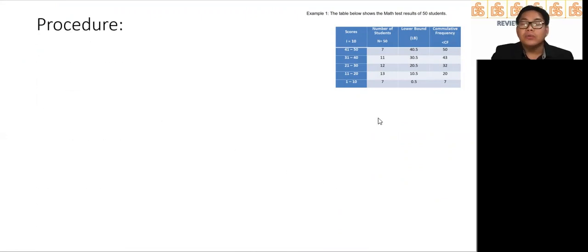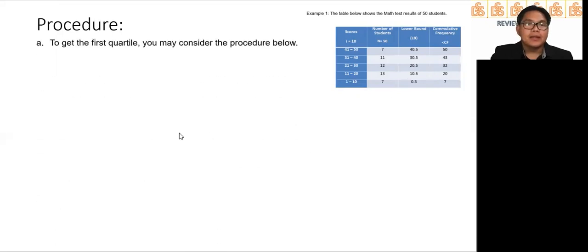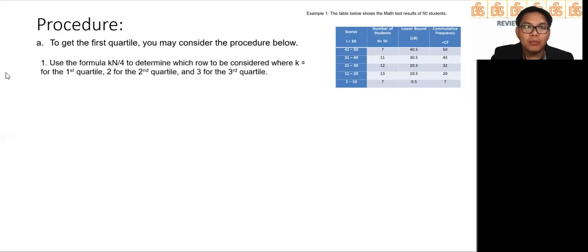Now we have here a simple procedure on how to solve the quartiles of the distribution. To get the first quartile, you may consider the procedure below. Number one, use the formula Kn over 4 to determine which row to be considered, where K is 1 for the first quartile, 2 for the second quartile, and 3 for the third quartile.